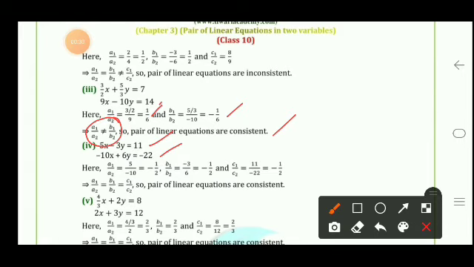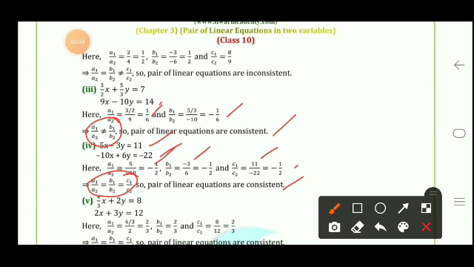So we have a1 upon a2 is equal to 5 upon minus 10, that is minus 1 upon 2. b1 upon b2 is equal to minus 3 upon 6, that is minus 1 upon 2. And c1 upon c2 is equal to 11 upon minus 22, that is again minus 1 upon 2. So we have a1 upon a2 is equal to b1 upon b2 is equal to c1 upon c2. So the pair of linear equations is consistent.